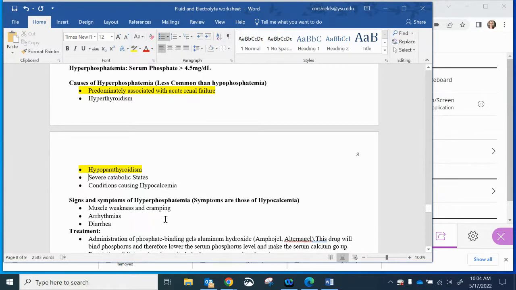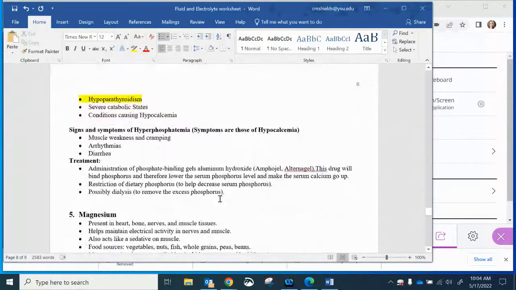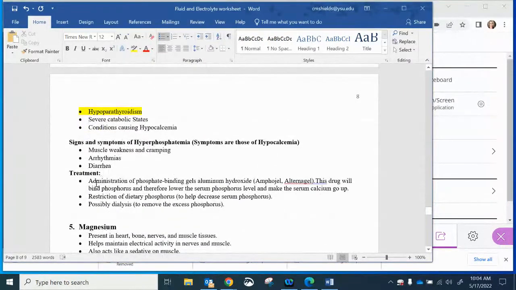Signs and symptoms of hyperphosphatemia, very similar to those of hypocalcemia: muscle weakness, cramping, arrhythmias, diarrhea. What about treatment for hyperphosphatemia? A little different treatment here. I want you to keep in mind because this is something we do see. Administration of a phosphate binding gel, aluminum hydroxide, you may know as Alternagel or Amphojel. What this drug does is it binds phosphorus in the gut. So they take this antacid, and when they eat, it binds the phosphorus in the food in the gut.